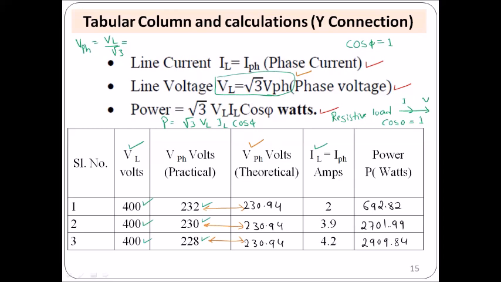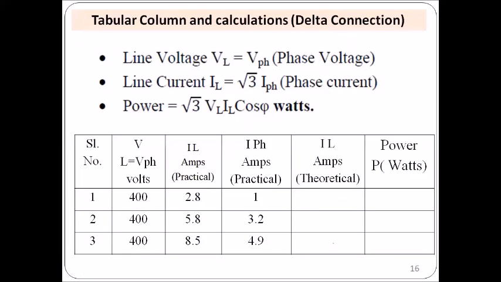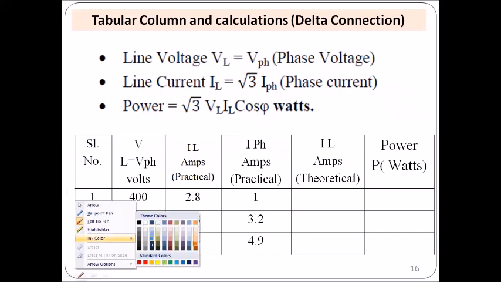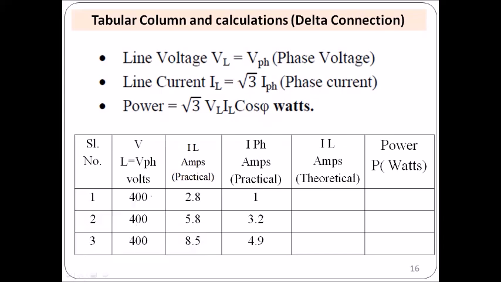So next we shall move and discuss the calculation part for delta connection. For delta connection, again, the readings which have been recorded during the experiment stage have been written over here for the sake of convenience, so that we can just use these values and substitute and get the remaining values.